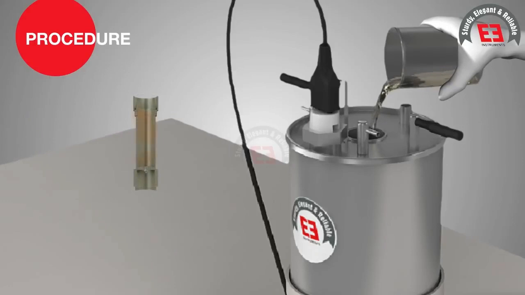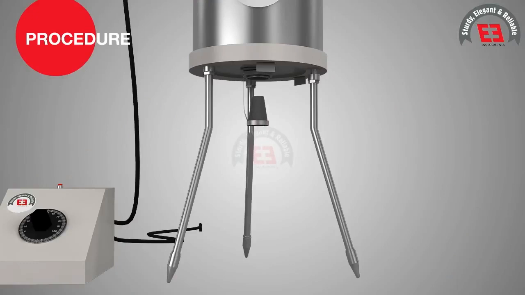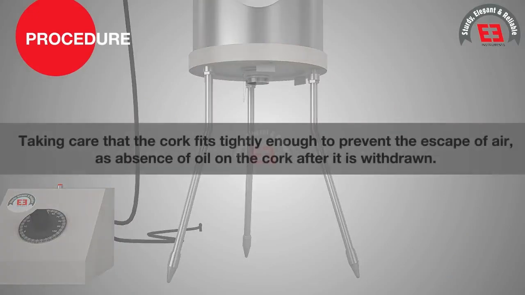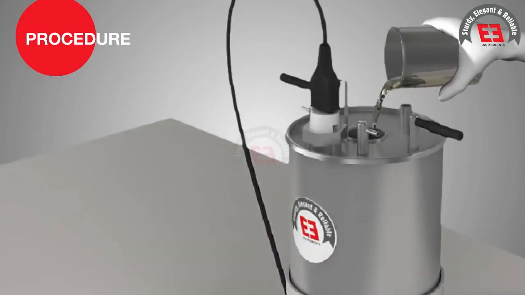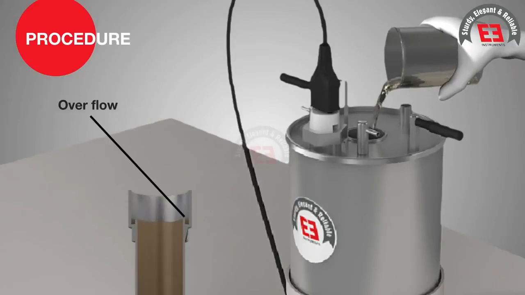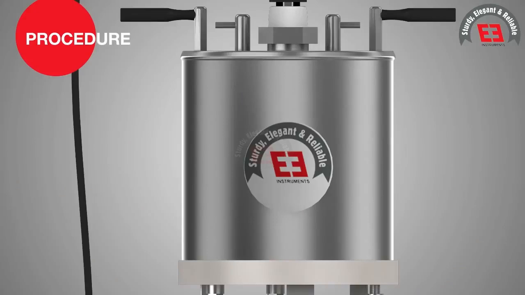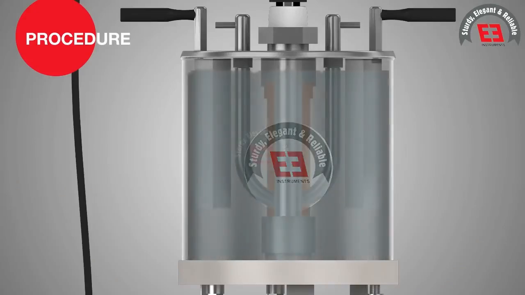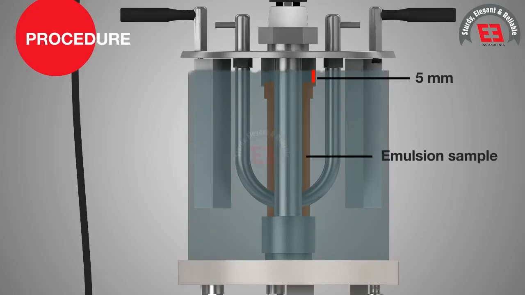Insert the cork to the bottom of the oil tube, taking care that the cork fits tightly enough to prevent the escape of air, as indicated by absence of oil on the cork after it is withdrawn. Pour the emulsion in the oil tube up to overflow into the gallery. The tube with emulsion sample is fixed to the support in the bath such that the top of the overflow rim is 5 mm below the surface of the water in the bath.